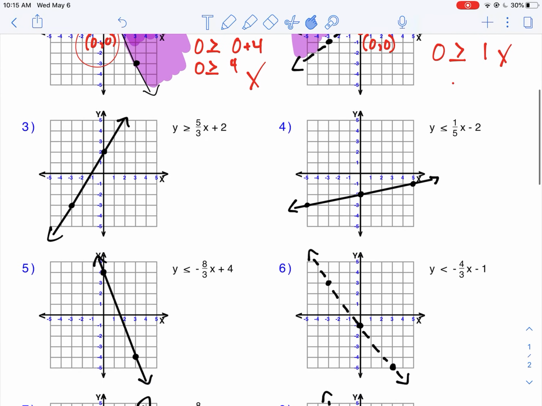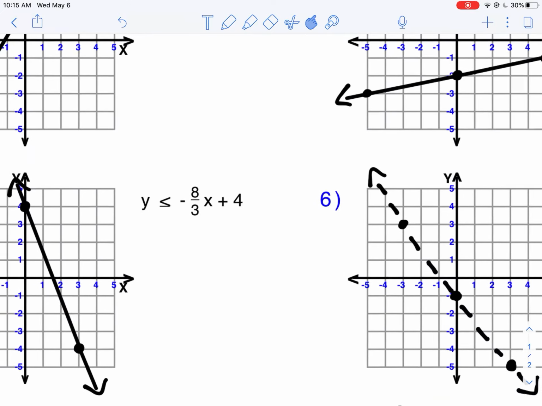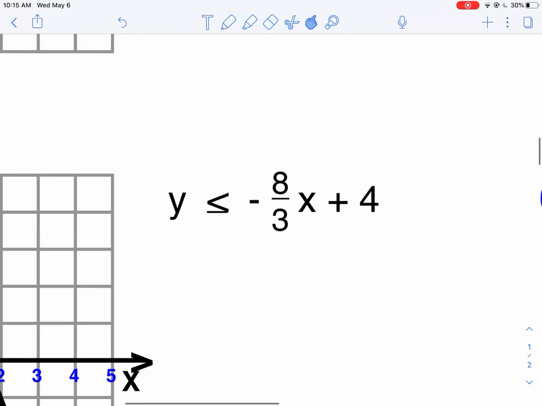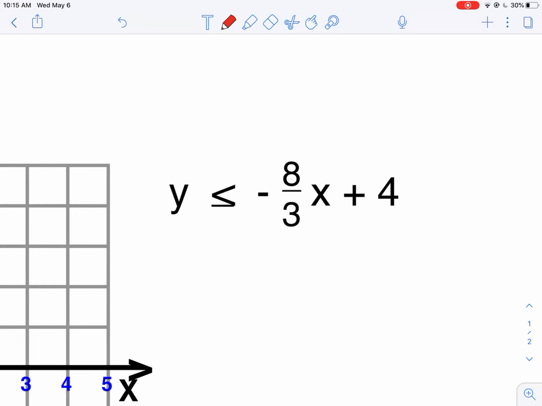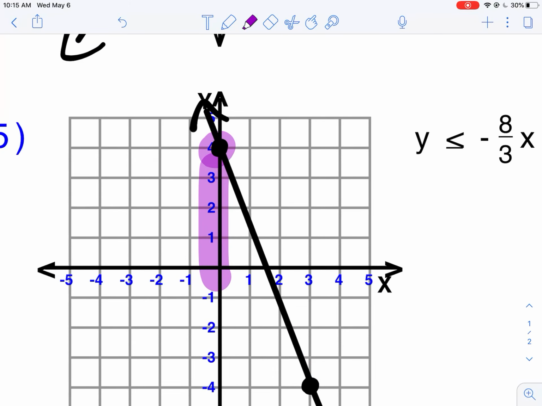Let's try... All right, this will be a good one. We're going to try this one. Now, for this one, you'll notice that y is less than or equal to. Now, if it's less than, that means you want to look at everything below your y-intercept. So our y-intercept, remember, is where our line crosses the y-axis, right here. So I want everything below it. So I'm going to shade everything down below here, just like so.